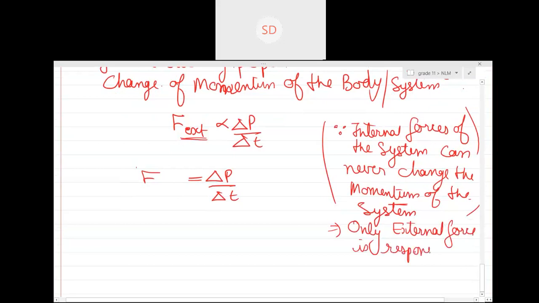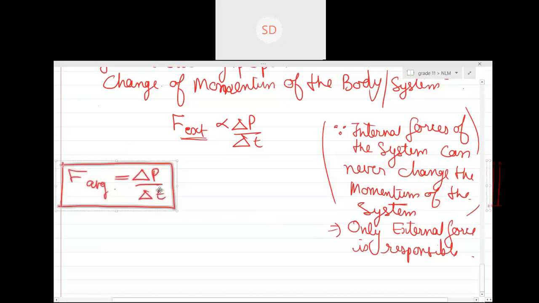Is this clear, guys? So always remember, whenever we need to talk about the average force, it will be equal to delta P by delta t. Average force will always be equal to delta P by delta t. Whereas if someone talks about instantaneous force, you remember there is a difference between average and instantaneous. Average is delta P by delta t, and instantaneous force is equal to dP by dt.